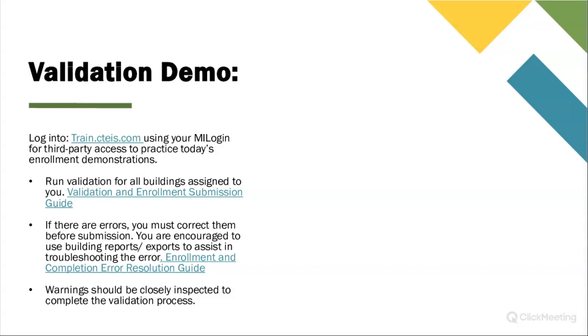But I want to highlight, if there are errors, you must correct them before submission. You are encouraged to use building reports or exports to assist in troubleshooting the errors. And I'm going to go to that enrollment resolution guide. Warnings, however, need to be closely inspected to complete the validation process. So you can submit your report with warnings in your record, but you want to make sure that you are aware of the warnings and that your information is in the system as you want it to be.